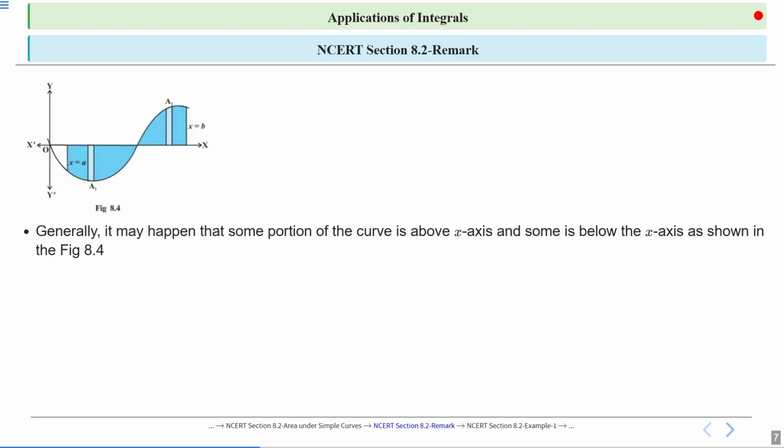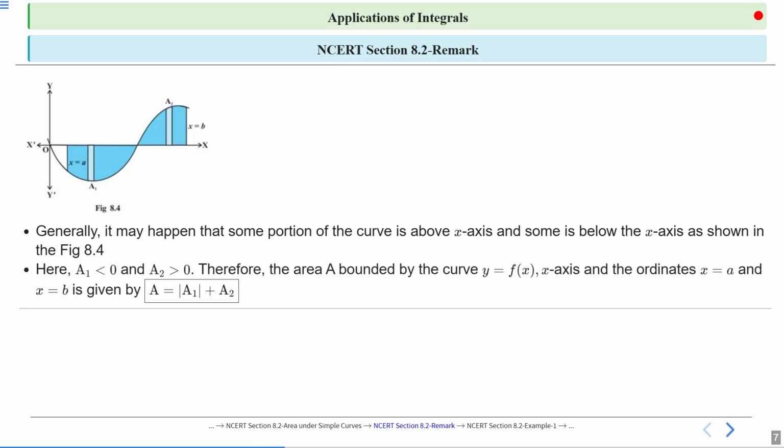Okay. So, in this figure, the first portion, the area A1, lies below the x-axis and some portion, the area A2, lies above the x-axis. So in this case, how do we calculate the area of this curve? We have to calculate area A1 and also A2.